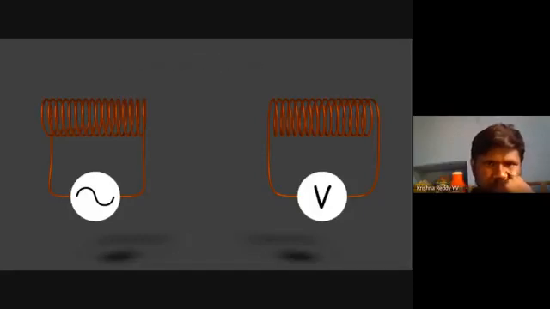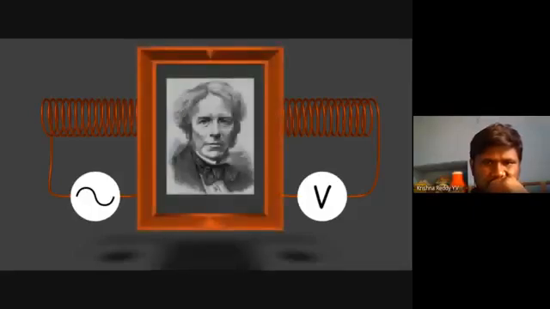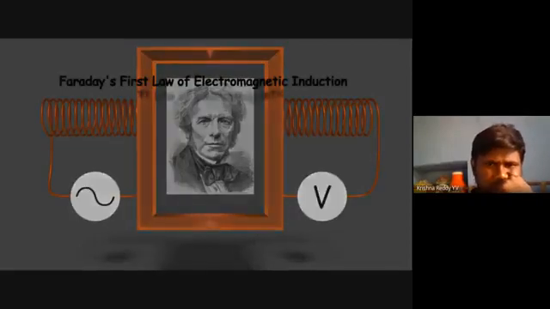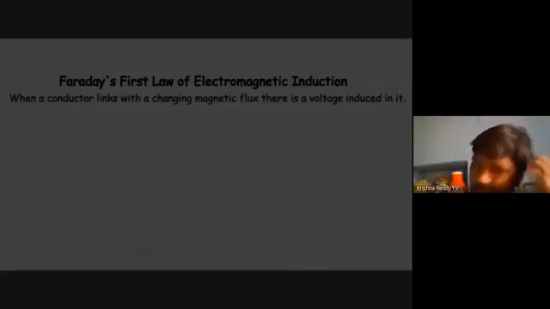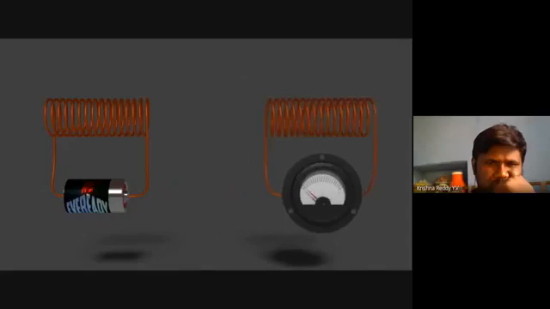This phenomenon was first observed by Michael Faraday, and he stated it as a law called Faraday's first law of electromagnetic induction. Faraday's first law says when a conductor links with a changing magnetic flux, there is a voltage induced in it. Now, we will move the second coil faster inside the influence of the magnetic field of the first coil.